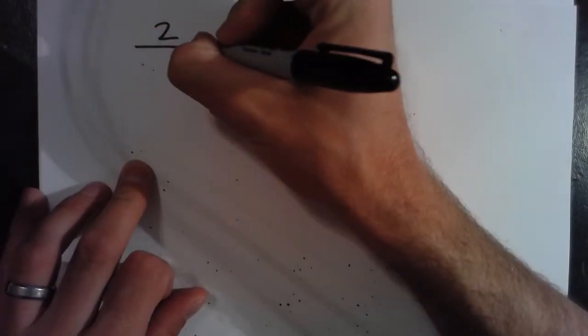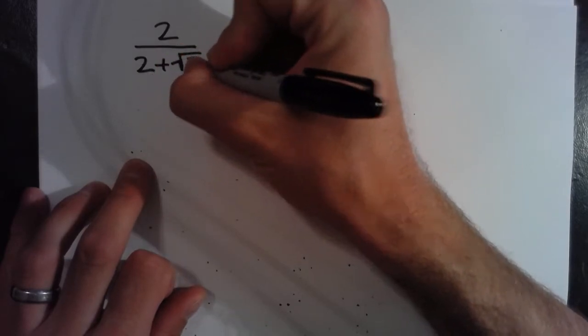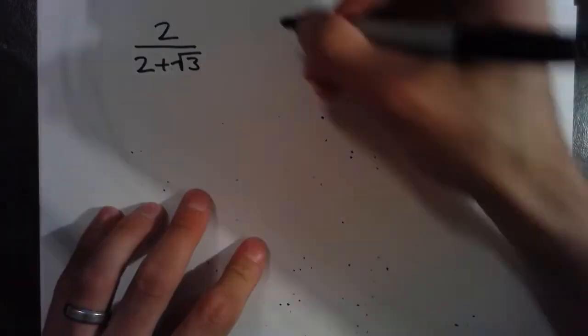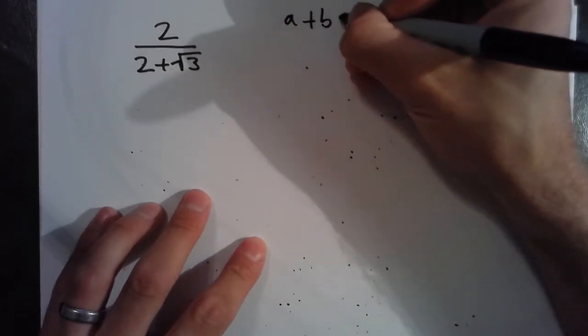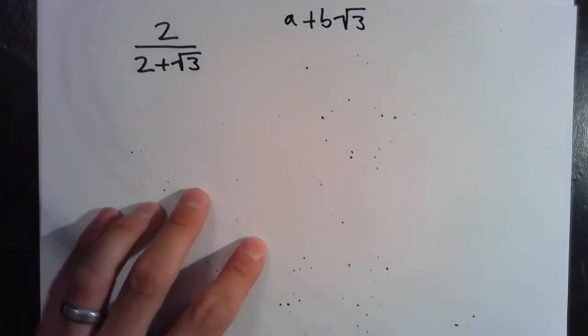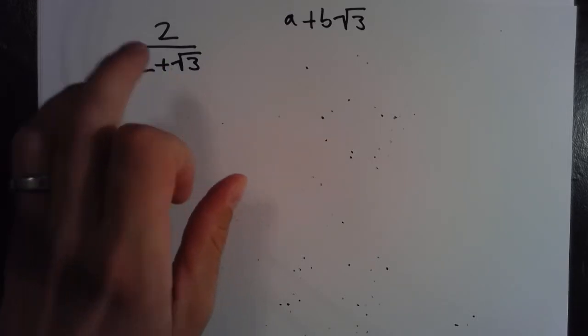So I have a fraction which is 2 over 2 plus the square root of 3. And what I need to do is write that in the form of a plus b square root 3. Now the first thing I have to do when I'm presented with a question like this is to make the denominator of my fraction rational.